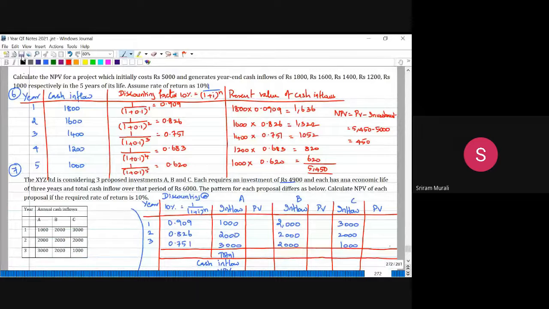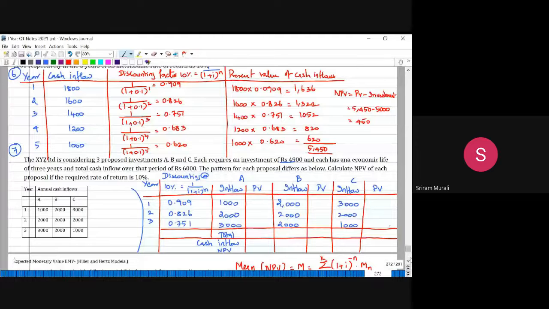The same. If you look at the next problem: XYZ is considering three proposed investments A, B, C, each requires the investment of 4,900, and each has an economic life of 3 years. The total cash inflow over the period is rupees 6,000. The pattern for each proposal differs as below. Calculate NPV of each proposal if the required rate of return is 10%.